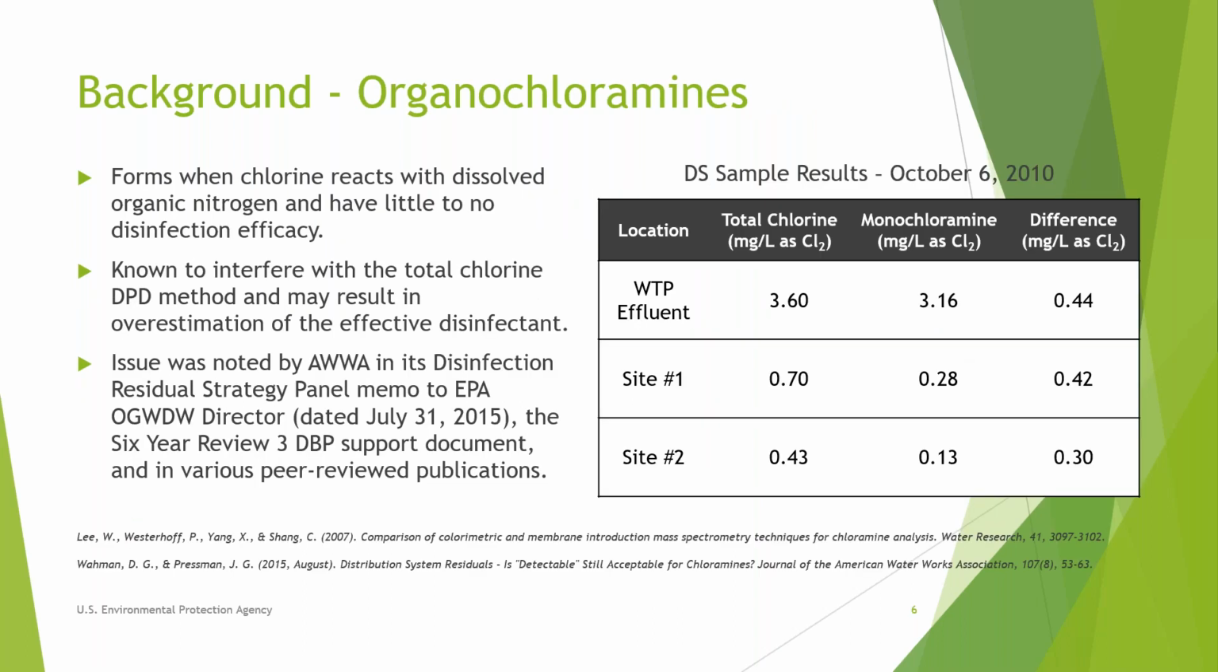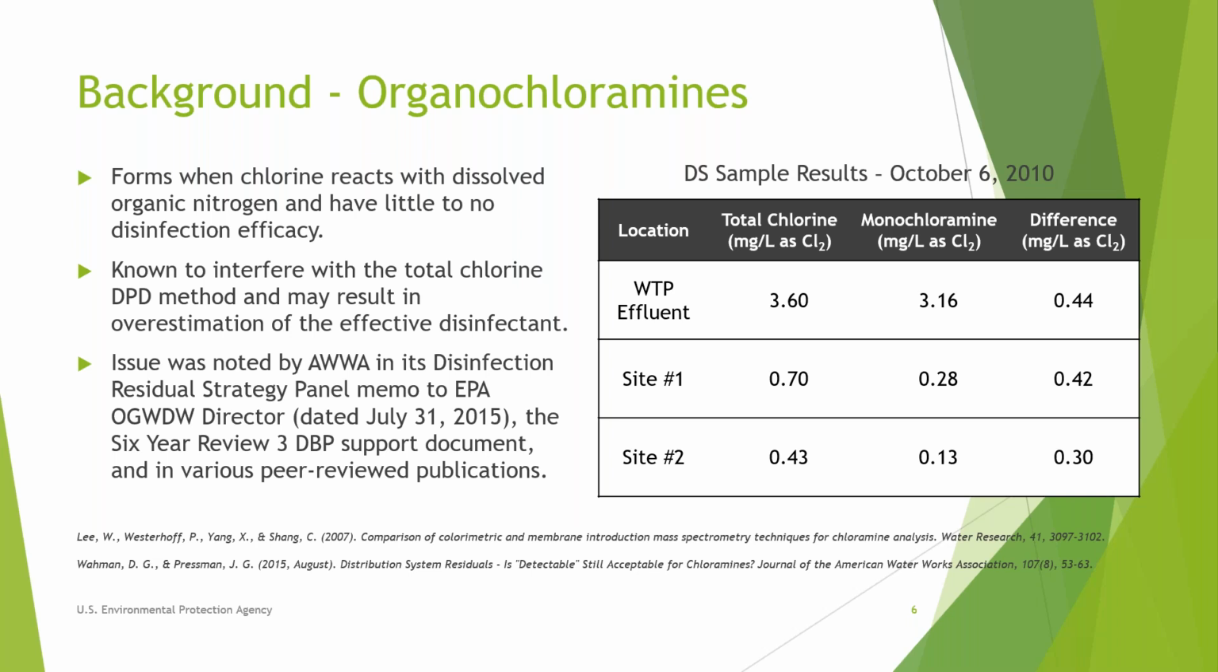So I just discussed organochloramines. I'm going to talk a little bit more about it here. Basically, organochloramines form when chlorine reacts with dissolved organic nitrogen that's present in source water. Similar to dissolved organic carbon, background levels can vary from source to source. They can also vary seasonally. Because of this and a variety of other factors, the concentration or presence of organochloramines in source water can really vary.